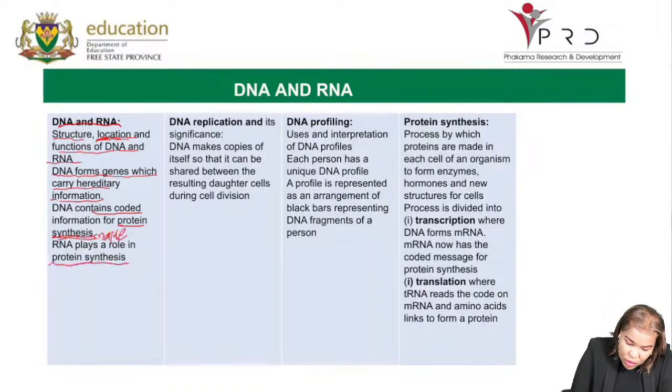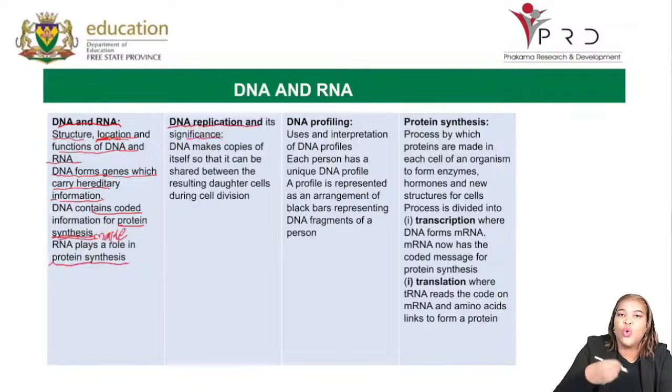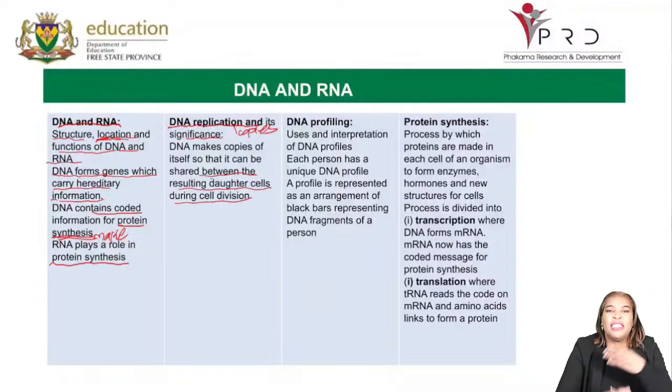Then you come to the most important, this one. There is no way your question paper is not going to have this. Remember the process, you need to be able to describe the process. So DNA replication and its significance. Why does DNA need to replicate? To replicate is to make copies. So why does DNA need to make copies of itself? DNA makes copies of itself so that it can be shared between the resulting daughter cells during cell division. So it makes enough genetic material that can be shared during cell division.